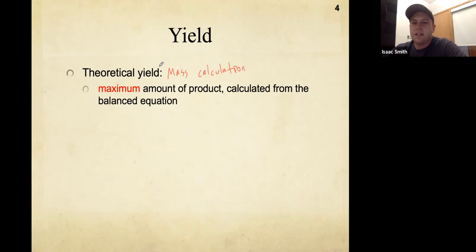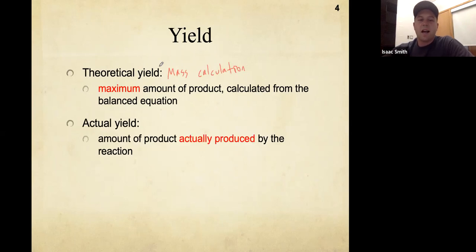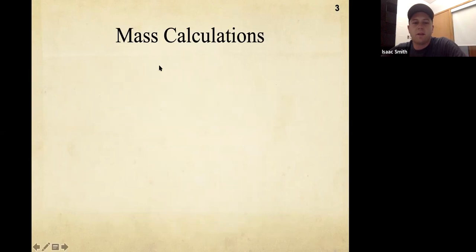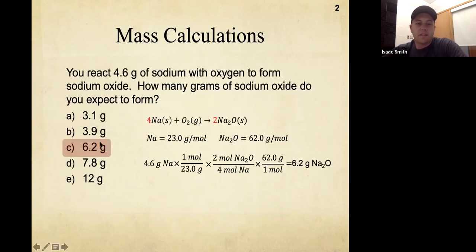This is, in theory, if we make all these assumptions, how much we would expect to get. That's kind of what we're saying when we do the calculation. Actual yield is how much you actually measure. So in the first example, let me back up, we said we would expect to form 6.2 grams. This is our theoretical yield. This is how much we expect based on all these assumptions we made.